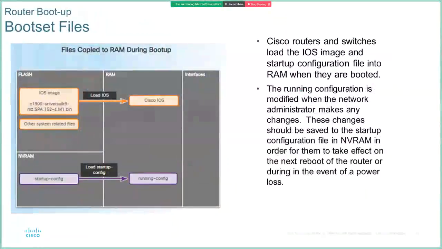So the boot set basically tells it how to start up during the boot process. We need to load the operating system. Once that's up in RAM and running, we can then load the startup config out of NVRAM into RAM, and note the change of name. We go from startup config to running config once it's in RAM.